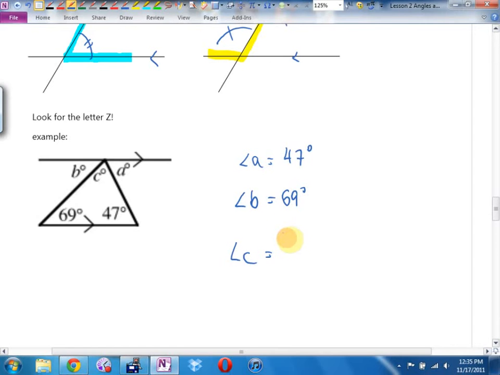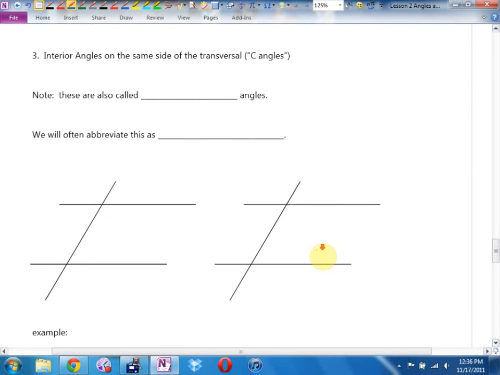Okay. So we have Xs, we have Fs, Zs, and one more. We have Xs, vertically opposite. We have Fs, corresponding. We have Z angles, alternate interior. And then we have interior angles on the same side of the transversal. What? Interior angles on the same side of the transversal. Couldn't they have come up with something shorter for that, Mr. Duke? Well, yeah, they did.